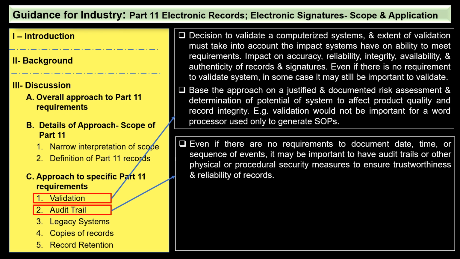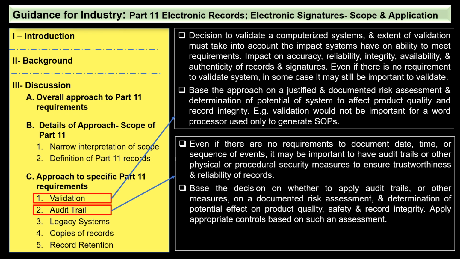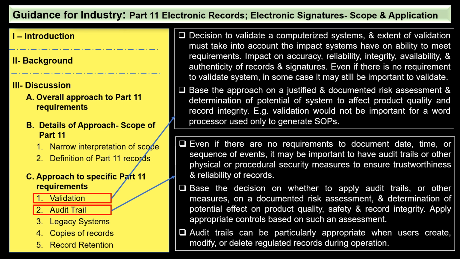Even if there is no requirement to document date, time, or sequence of events, it may be important to have audit trails or other physical or procedural security measures to ensure trustworthiness and reliability of the records. Base the decision on whether to apply audit trails or other measures on a documented risk assessment and determination of potential impact on product quality and record integrity. Apply appropriate controls based on such assessments. Audit trails can be particularly important when users create, modify, or delete regulated records during operation.